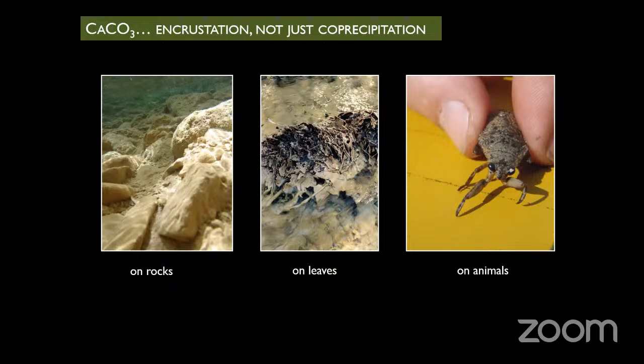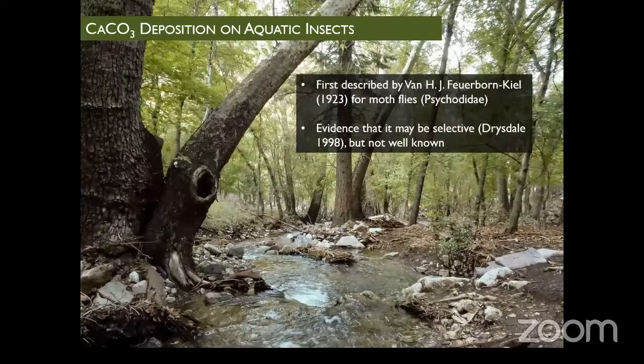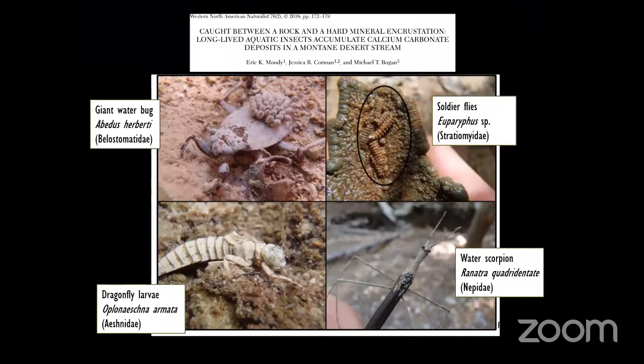And we decided to look at this question a bit more, and we discovered that back in the 1920s, Van Keer described some mayflies having calcium carbonate deposits on them and suggested that the process may not just be accidental. There might be bugs out there that are promoting the growth of these incrustations versus not. But it wasn't really well known, and there overall wasn't a lot of work done on this question. So we decided to dig into it.